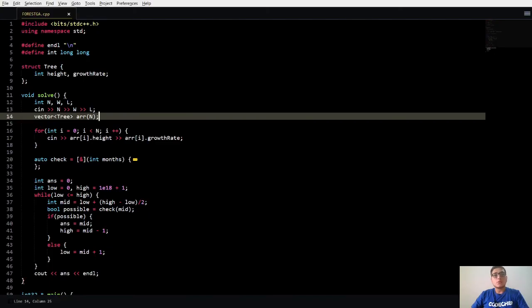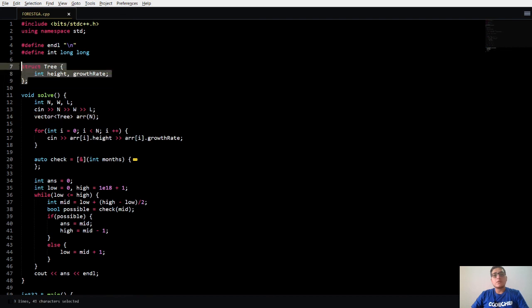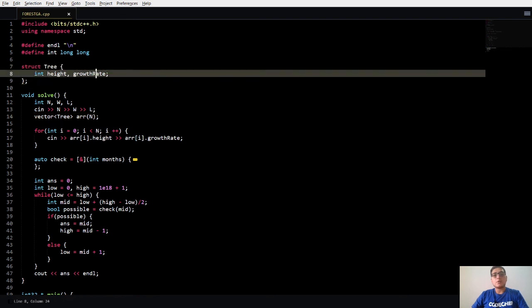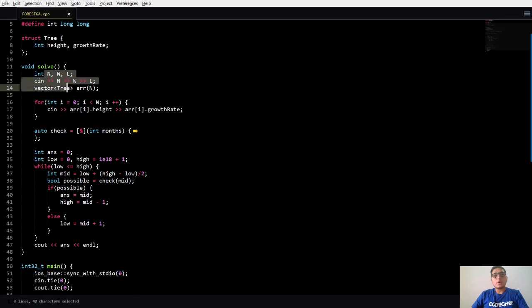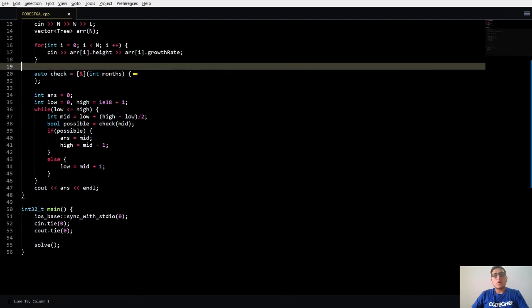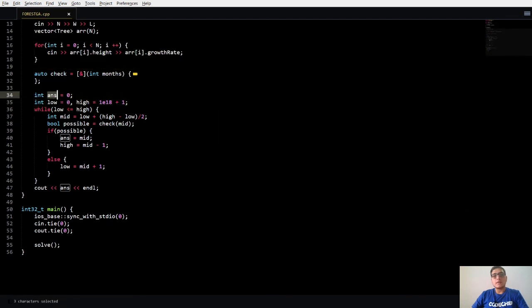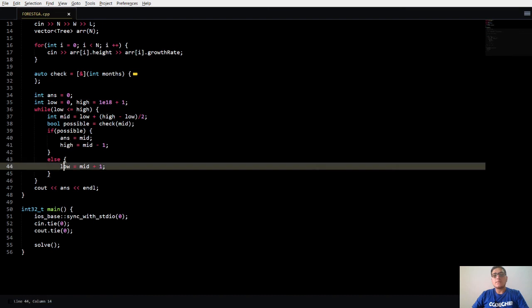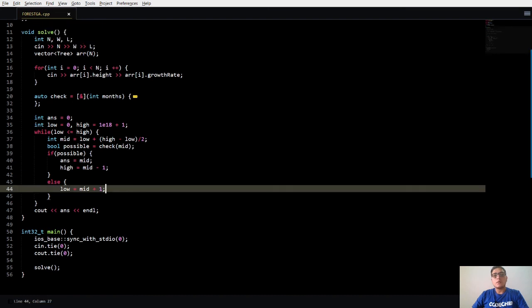Now let us move on to the code. In the code, I have used this struct tree to store height and the growth rate. Now we process the input. Now we apply binary search on our answer variable. We have lower bound, upper bound, and we iterate until low is less than or equal to high. We calculate the mid value. Possible is the variable that will tell us whether the check function returned true or false. If it is possible, then we initialize our answer to mid and we decrement our upper bound. Else we increment our lower bound.